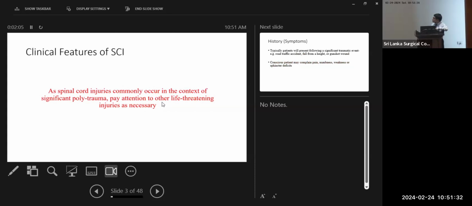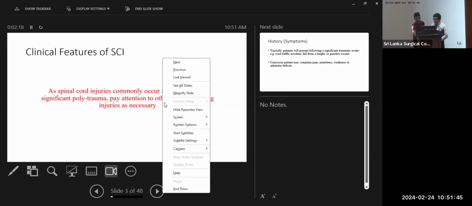So when you talk about clinical features of spinal cord injury, never forget that commonly spinal injury is part of polytrauma. So please pay attention to other life-threatening injuries.